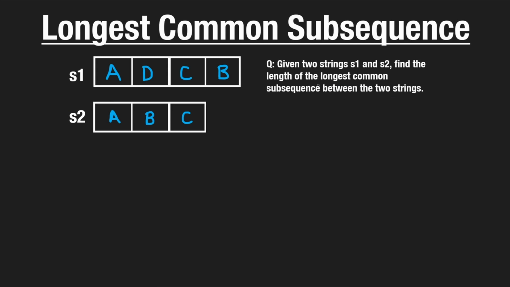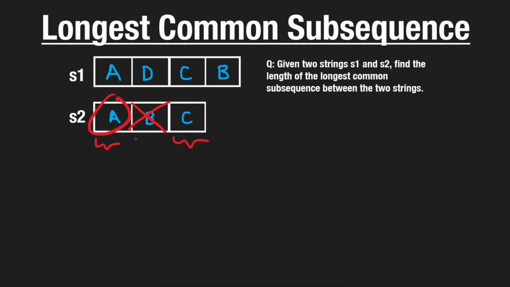First of all, what even is a subsequence? Well, it's basically a subset of the characters of a particular string. So a subsequence of this string could be the string itself, or we could remove some character. So this would be a subsequence. It doesn't have to be contiguous. The difference between a subsequence and a subarray is that it's not necessarily contiguous. For example, these two characters together are also a subsequence of S2.